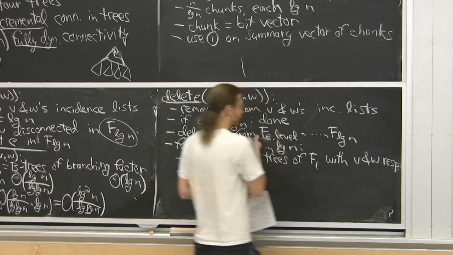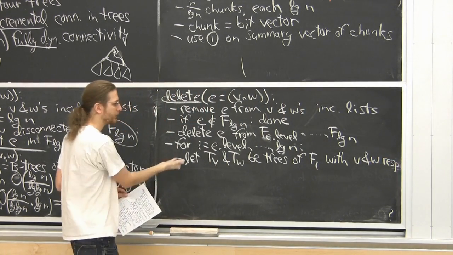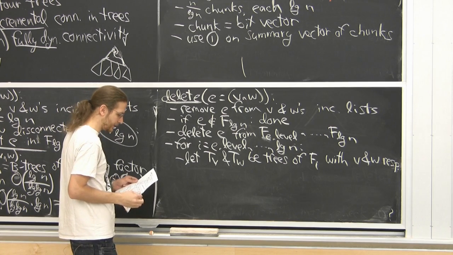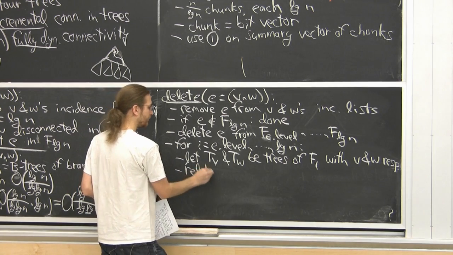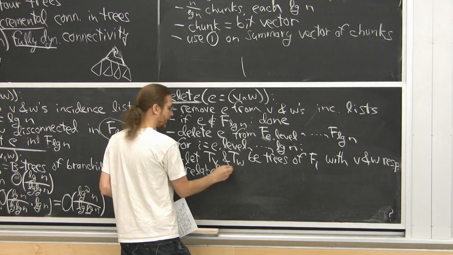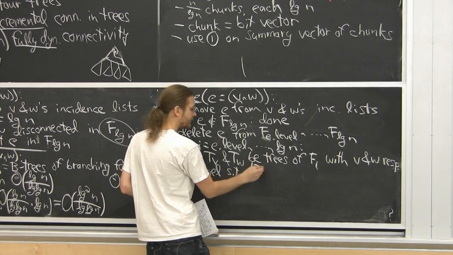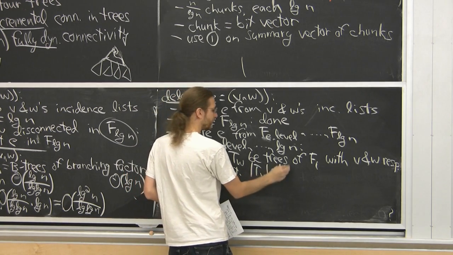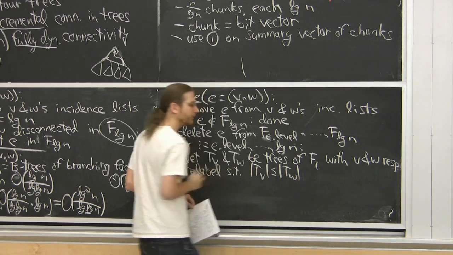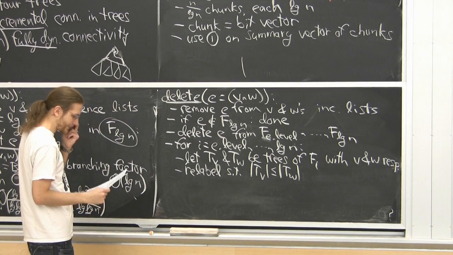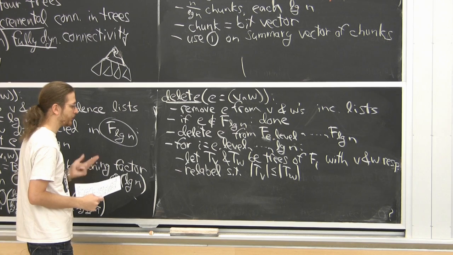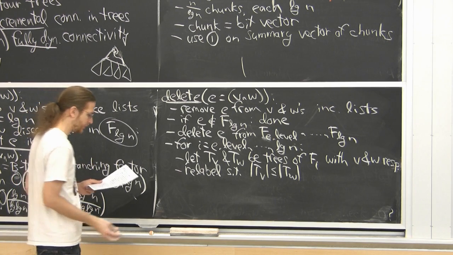Okay, we just deleted the edge connecting those two sides, so we know that they're in two different trees, TV and TW. And one of them is smaller than the other. I'd like to relabel V and W so that the size of TV is less than or equal to the size of TW, size in terms of number of vertices in the tree. Okay, so swap V and W if necessary.